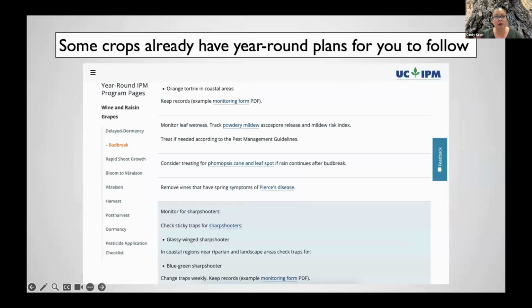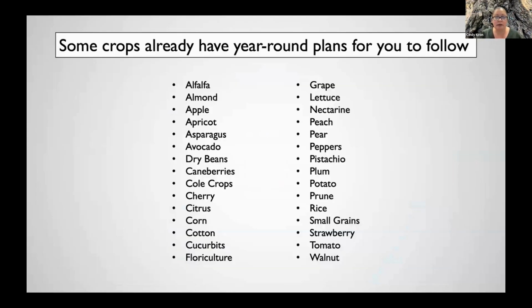I scrolled down some more, orange tortrix, and here's another monitoring form that you can use for those insects. You're going to monitor leaf wetness. You're going to track powdery mildew. And there's also consider treating for Phomopsis cane and leaf spot. Remove vines with spring symptoms of Pierce's disease. And so this gives you a program of, these are the things at this time of the year you should be looking at. Goes on to checking sticky traps for sharpshooters and another monitoring form for those insects.